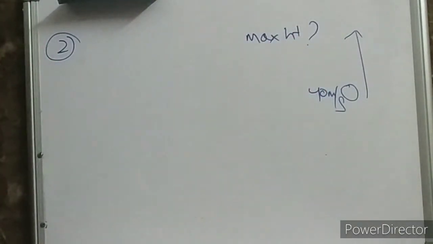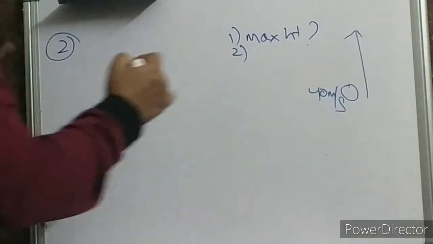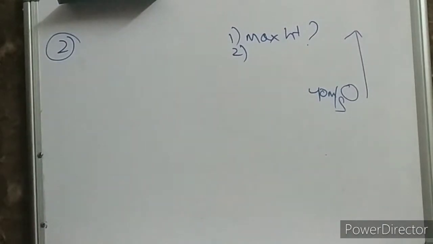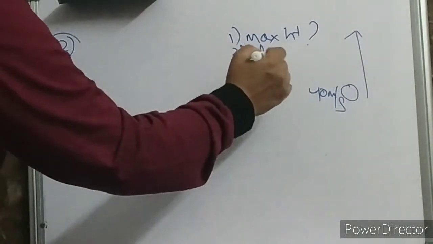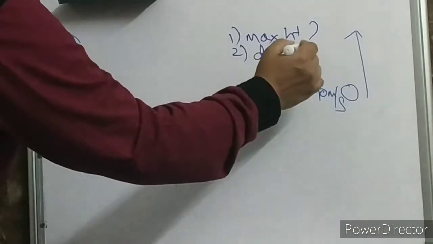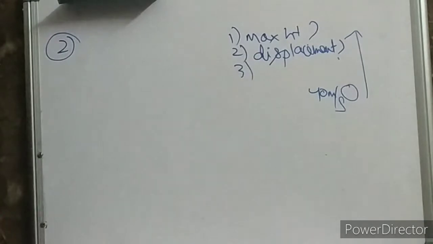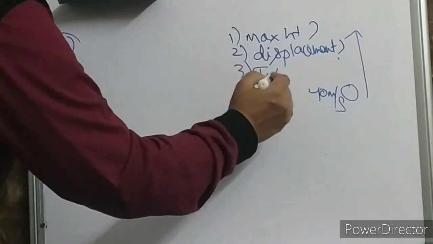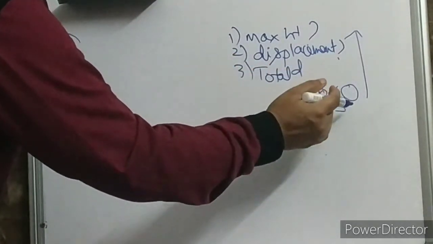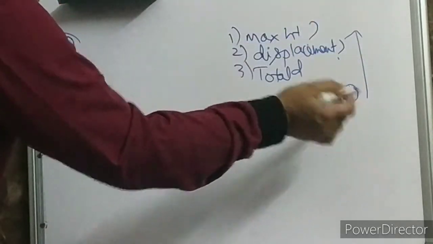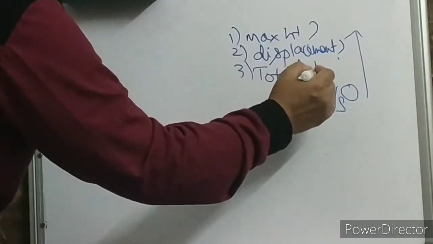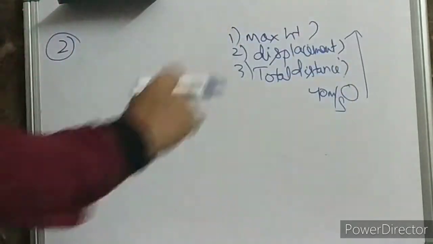Already we have done that. Next part, what you have to calculate? The net displacement. Variety in question. Now third, what we have to calculate? The total distance covered by the ball. What is total distance? That means the ball is going up, reaching maximum height, again coming down. So what is the distance covered by the ball? You have to calculate this.